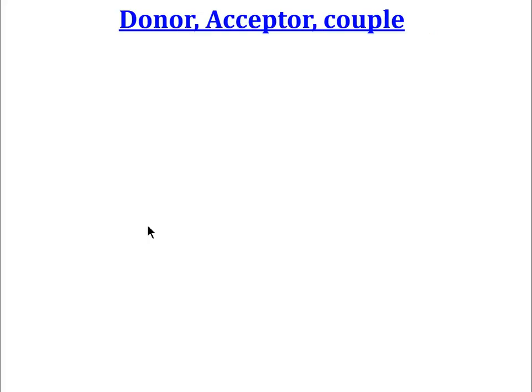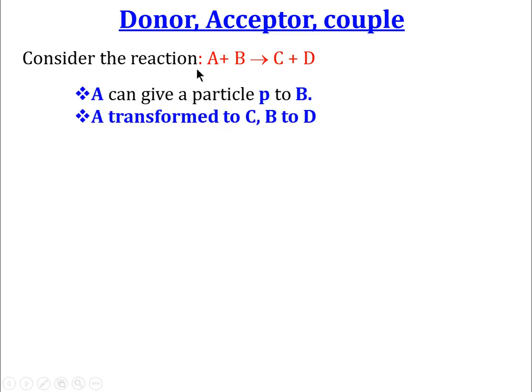Donor, acceptor, and couple notation. Consider the reaction A plus B that gives C plus D. Suppose that A releases a particle P. This particle P is received by B. When A releases the particle P to B, A is transformed to C. And when B receives the particle P from A, it is transformed to D.